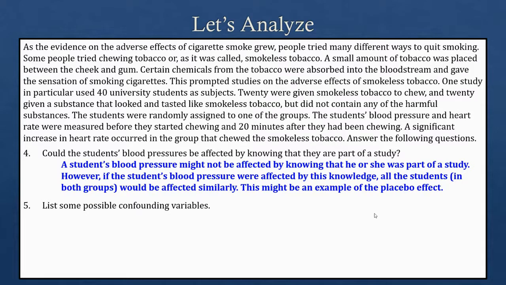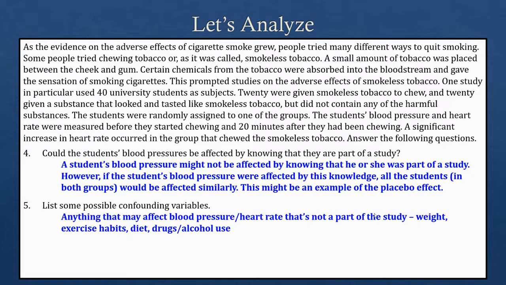If we want to list some possible confounding variables, again, in this case, we're thinking of things that could affect someone's blood pressure or heart rate, but isn't controlled by our independent variable, and that's the kind of tobacco they're getting. So there's lots of different possible answers here. Just to list a few, really just think about anything that may affect the person's blood pressure or heart rate that's not a part of this study right now.